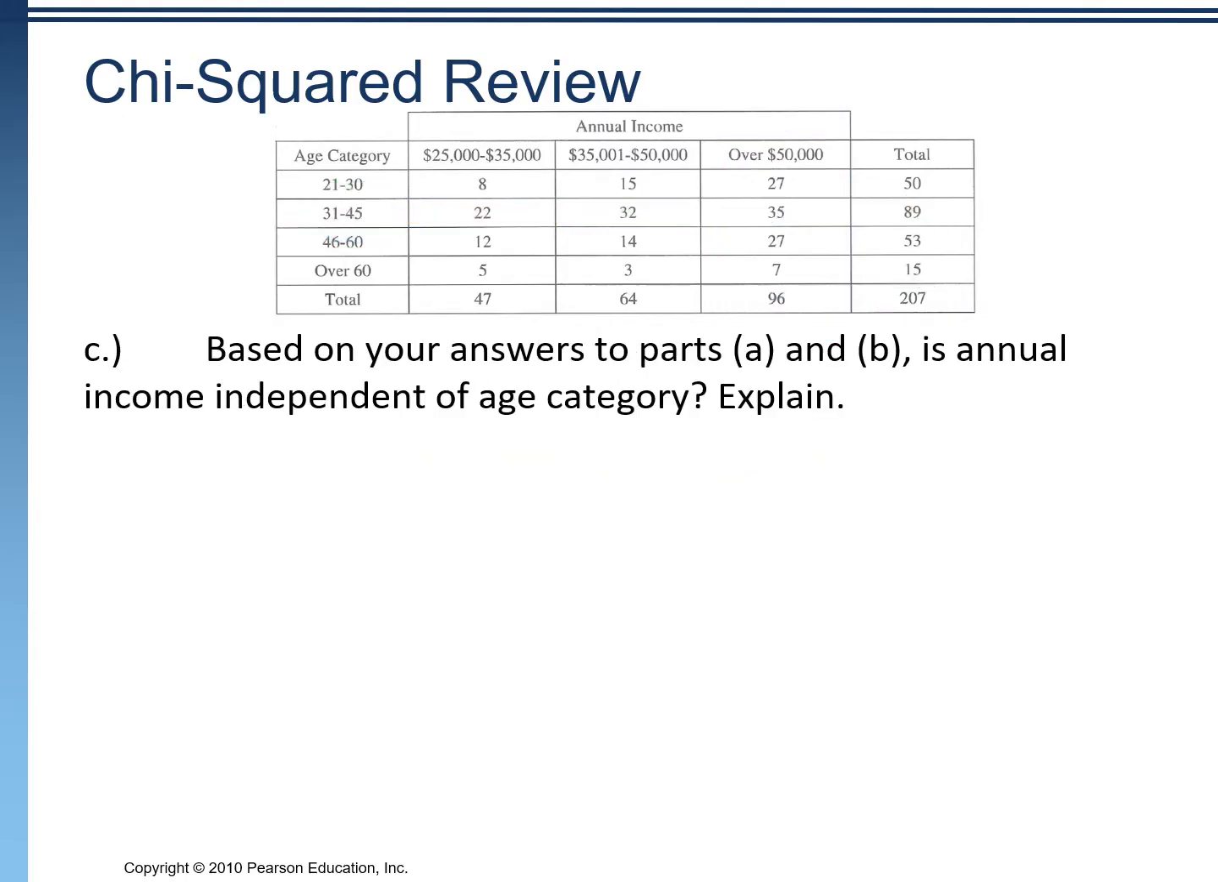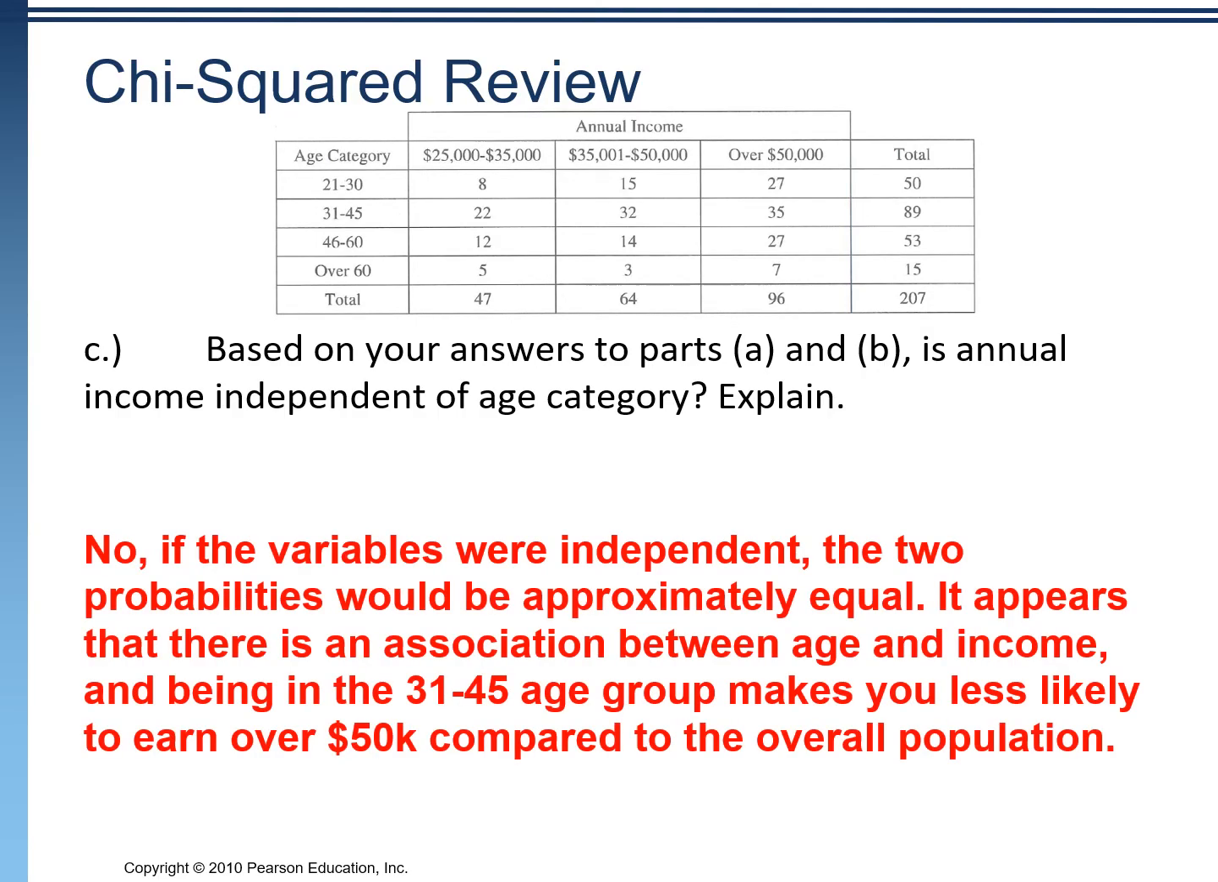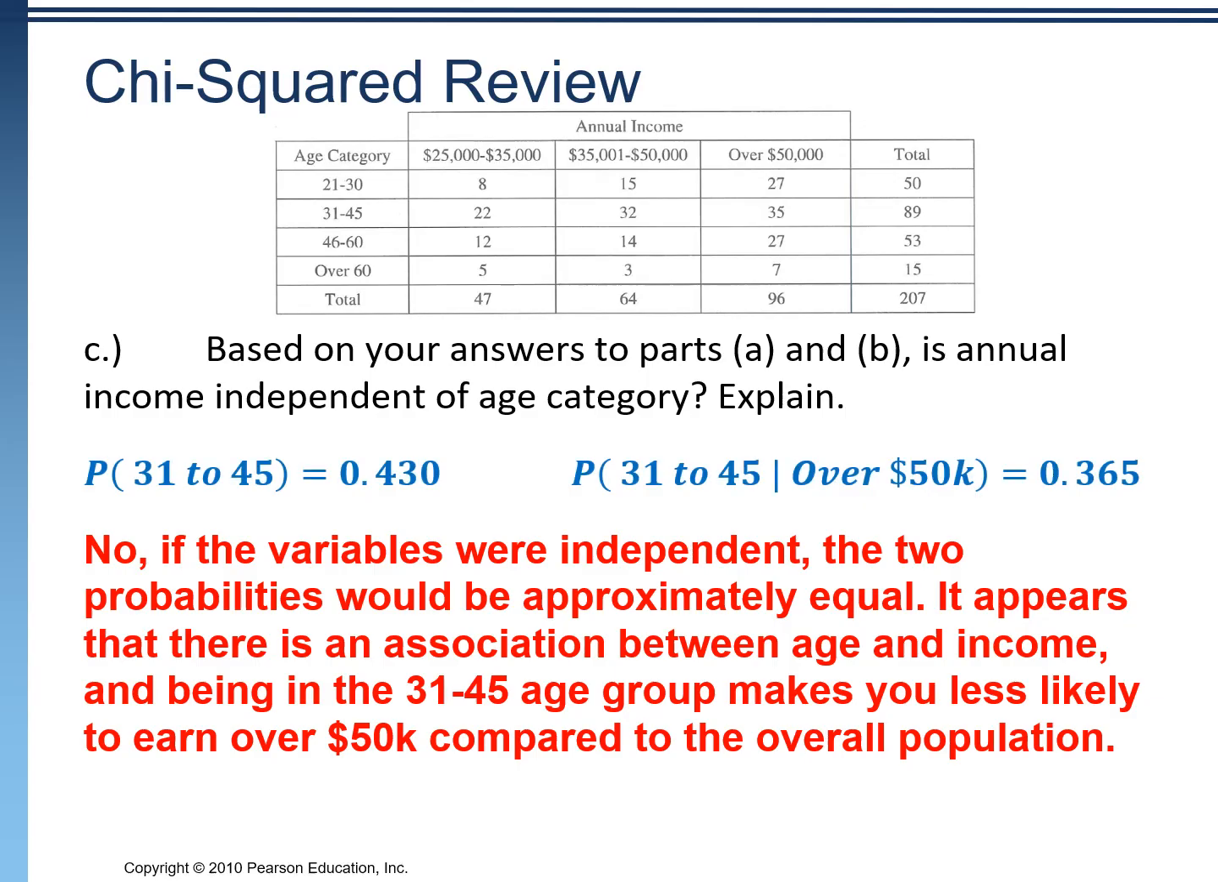Now, based on those answers, is annual income independent of age? Explain. Now, if two variables are independent, it means the probability of one doesn't affect the probability of the other. And in this case, it would mean that the two probabilities that we found in part A and part B would be essentially the same. So no, they're not independent. If they were, the two probabilities would be approximately equal. It appears that there's an association between age and income, and being in the 31 to 45 age group makes you less likely to earn over 50,000 compared to the overall population.